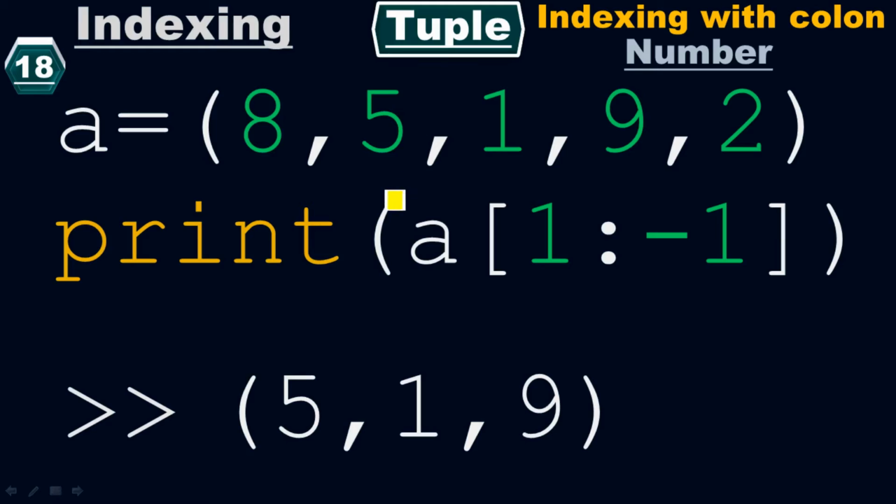What is index 1? Which value lies at index 1? 5 lies at index 1. 5, up to index -1 value on the right side. What is the value at -1? 2. 2 is the value.